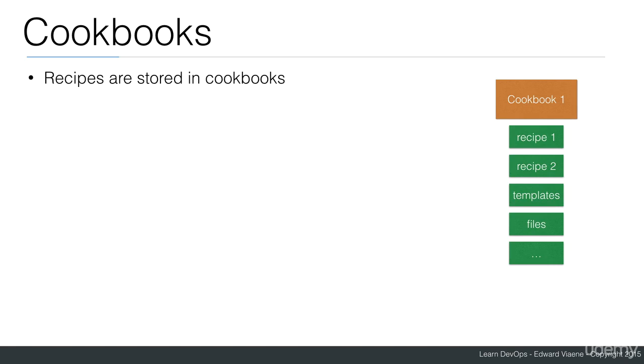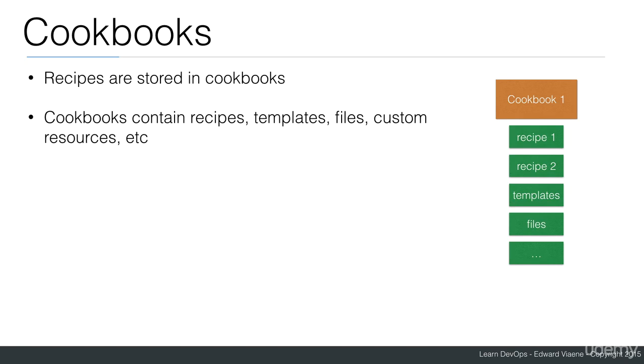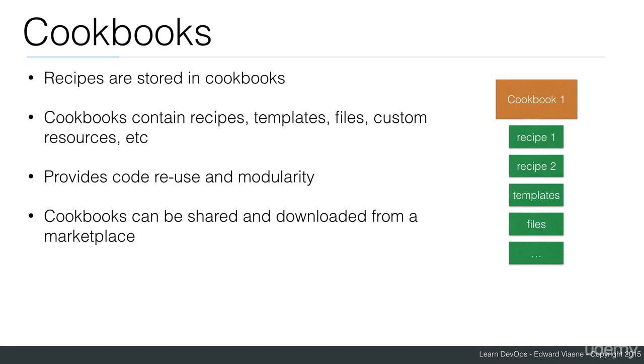Recipes are stored in cookbooks, shown in amber on the right. Cookbooks contain recipes, templates, files, custom resources, and so on. They provide code reuse and modularity. Cookbooks can also be shared and downloaded from a marketplace.